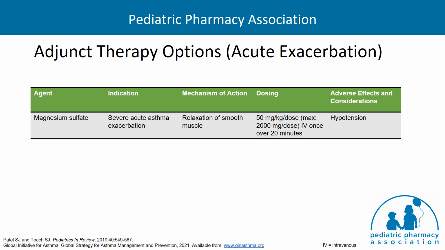Finally, we have our adjunct therapy options for acute exacerbations. There are other agents that you may see used, but for the purposes of this presentation, I would like to highlight magnesium sulfate, as this is an agent that may be administered in the acute care setting. Magnesium sulfate relaxes smooth muscle, which can help with bronchodilation. Dosing is variable and ranges from 25 to 75 milligrams per kilogram. Typical doses would be 50 milligrams per kilogram per dose, and the maximum dose would be 2,000 milligrams per dose. This is given intravenously once over 20 minutes.